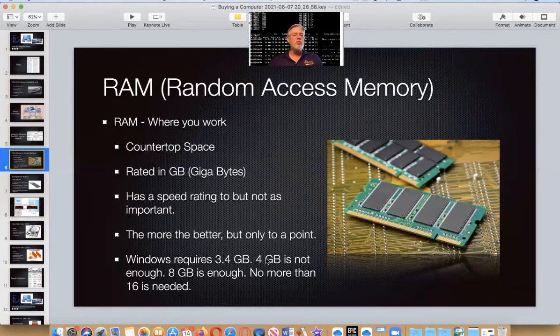The system has a way to get around that, but it makes your system slow. It makes your computer slow. That's what I should say. So 4 gig is not enough these days. 8 gig is enough. No more than 16 is needed.